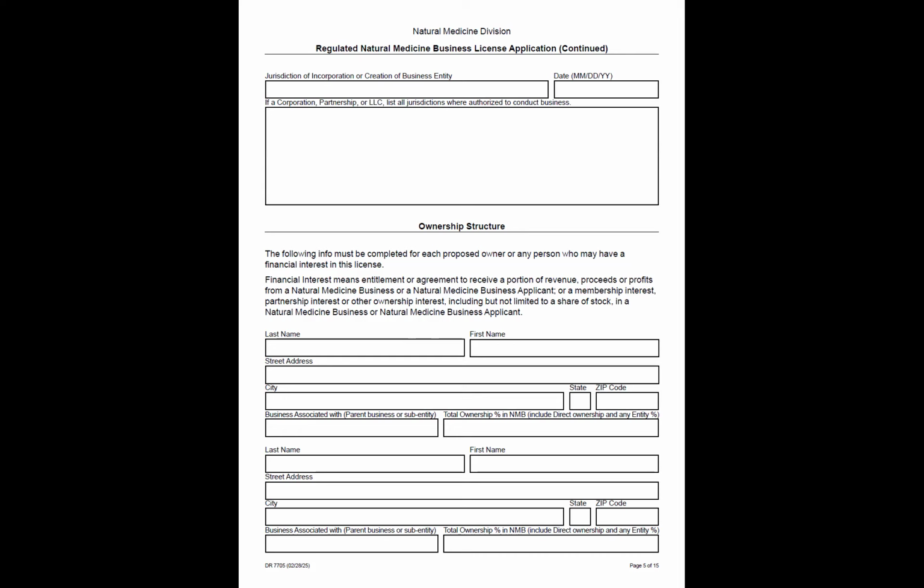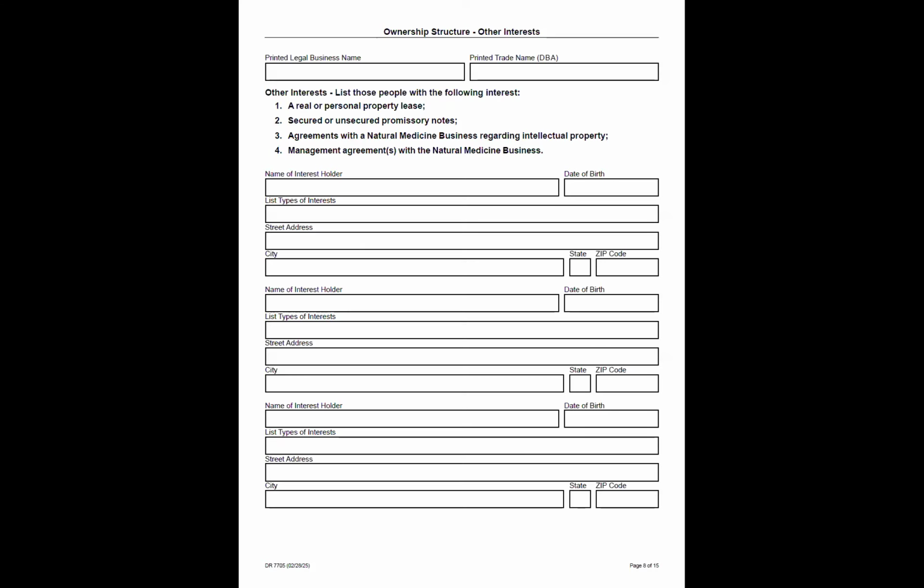We have provided 2 pages where you can list ownership interests in the business. However, if you only have one or a few owners and don't need both pages, please mark open boxes with NA or not applicable. Next, on page 8, list any other person who has any other interest in the natural medicine business, which could be a landlord, a loan, agreements regarding intellectual property, or management agreements with the natural medicine business.